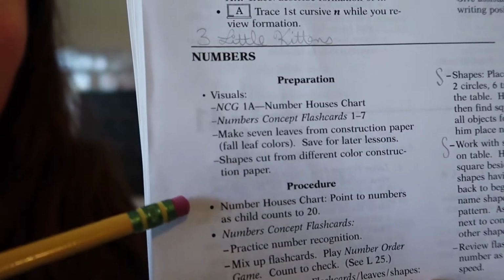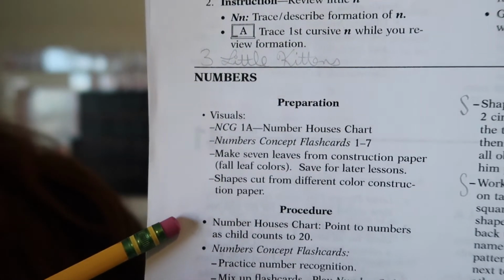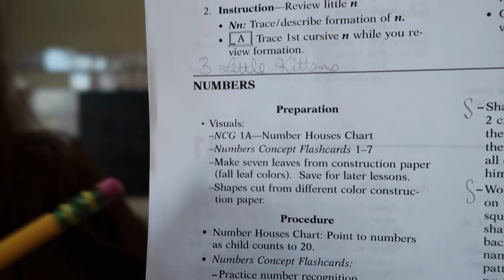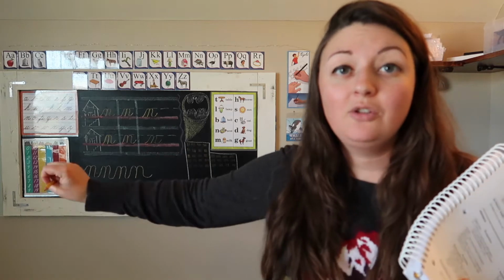So, procedure: number houses chart, point to numbers as child counts to 20. So that's that chart again, and I use Sparky. This is Sparky. I don't think I showed you him last lesson.